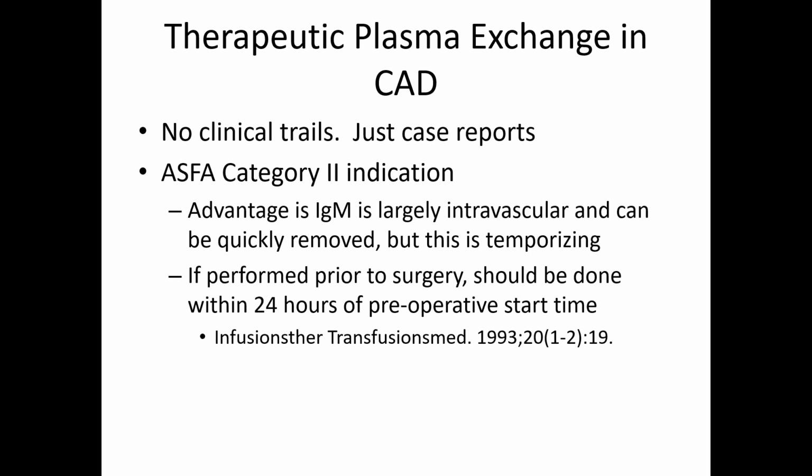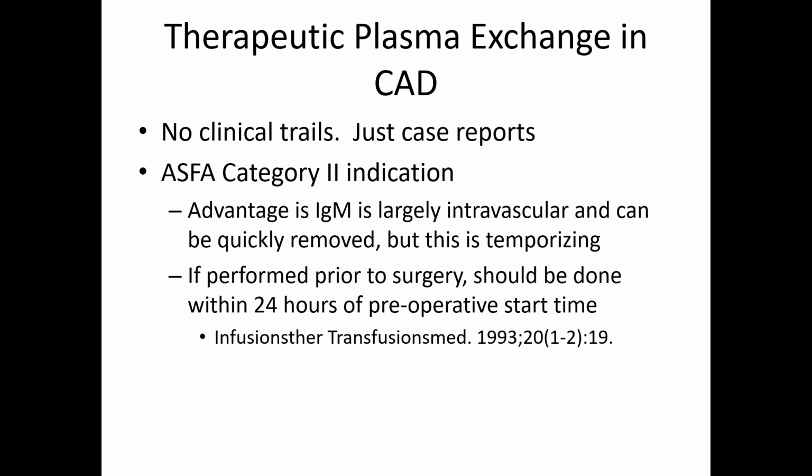The American Society for Clinical Apheresis qualifies this as a Category 2 indication. The good news is that typically humans' IgM isoform is largely intravascular. It's a large pentameric protein, and you can very quickly exchange this out and replace it with healthy donor plasma or a combination of normal saline and albumin as you see fit, depending if the patient has any underlying coagulopathy. But you may need to do more than one exchange, so just be aware of that.